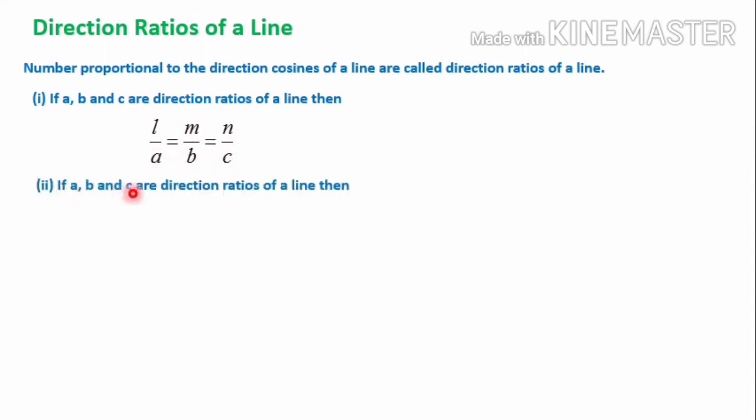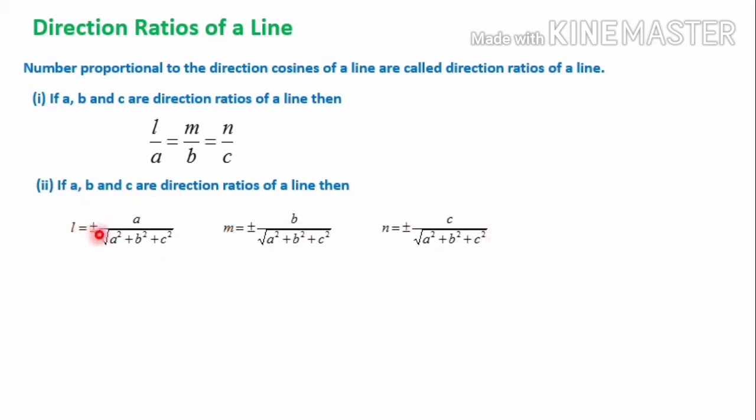If a, b and c are direction ratios of a line, then l is equal to plus or minus a divided by root of a squared plus b squared plus c squared, m is equal to plus or minus b divided by root of a squared plus b squared plus c squared, and n is equal to plus or minus c divided by root of a squared plus b squared plus c squared. Here a, b and c, the direction ratios, are given to you. If the direction ratios of a line are given, then how to calculate the direction cosines? The answer is by using this formula.